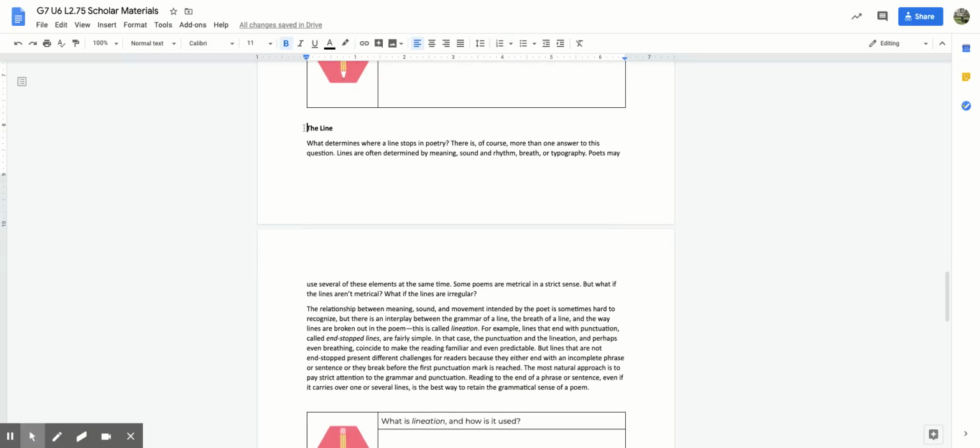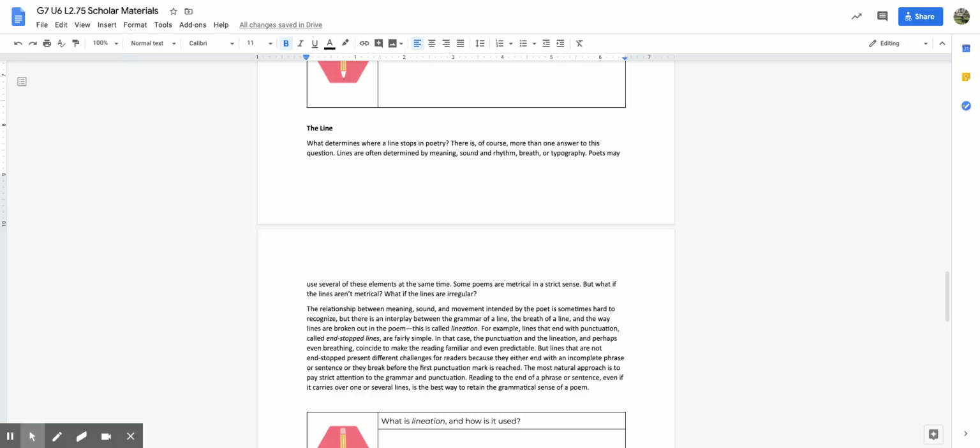All right, starting where we left off, the line. What determines where a line stops in poetry? There is, of course, more than one answer to this question. Lines are often determined by meaning, sound and rhythm, breath, or typography. Poets may use several of these elements at the same time.